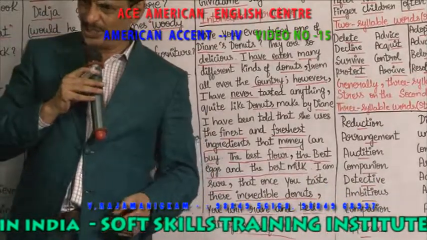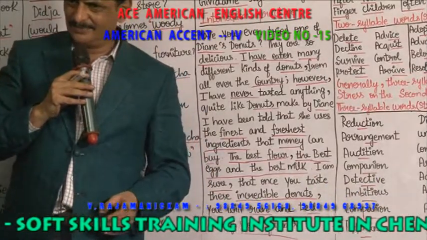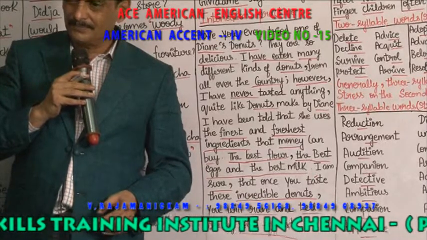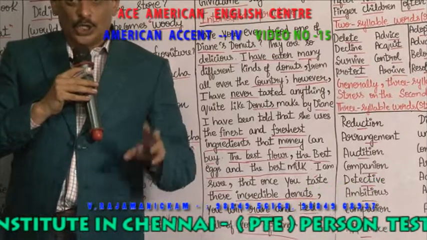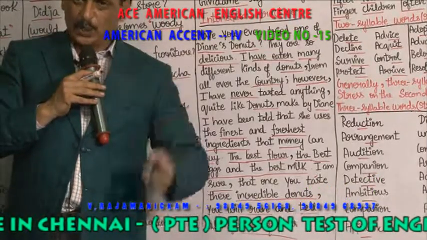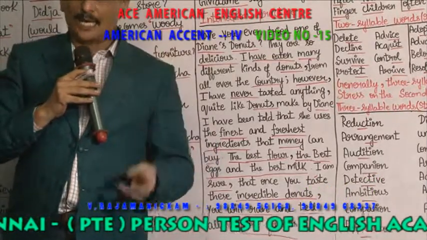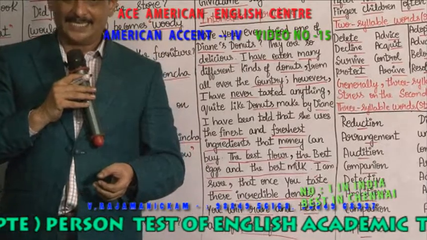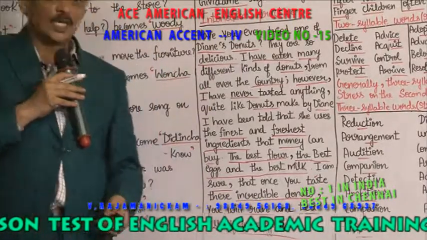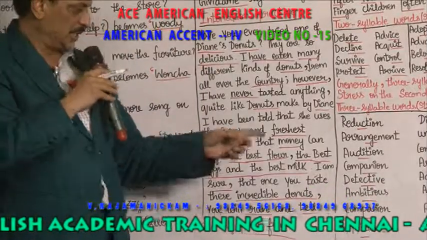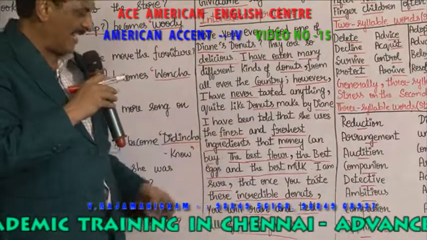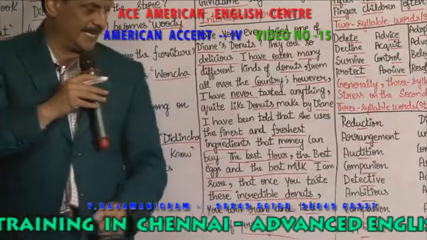Donuts, what do you mean by donuts? Anybody? Round bun which has a hole inside and it is covered by a chocolate and nuts are added, isn't it? So Diana's Doughnuts is considered to be best because she uses the freshest and finest ingredients the money can buy.